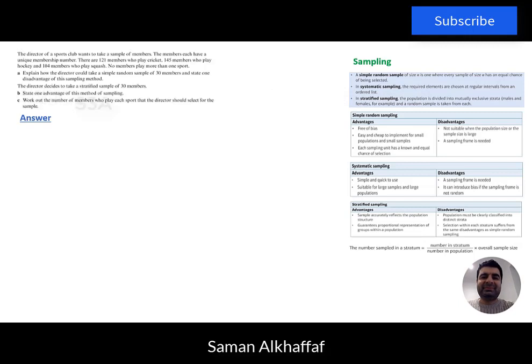In this example, the director of a sports club wants to take a sample of members. The members each have a unique membership number. There are 121 members who play cricket.